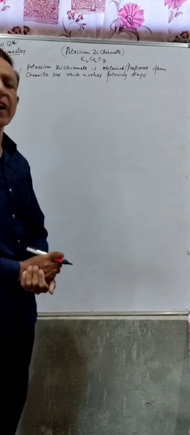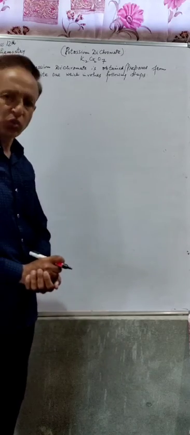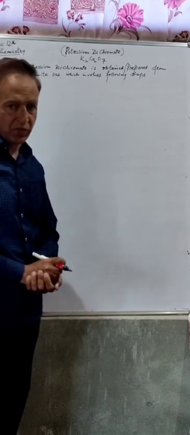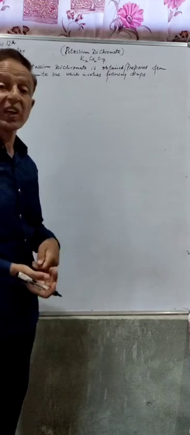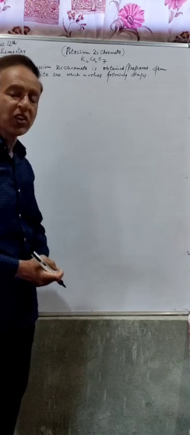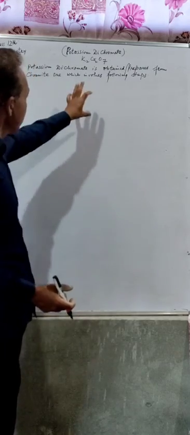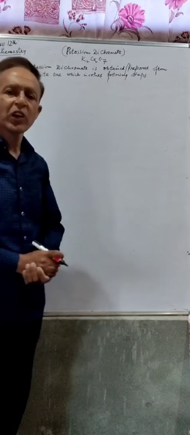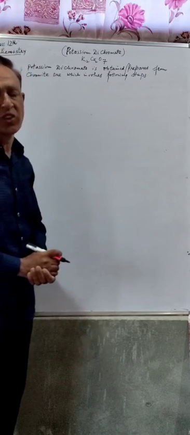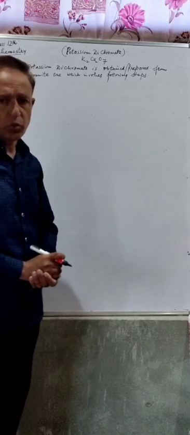Number first is that this chromite ore is fused with sodium hydroxide or sodium carbonate, and we get sodium chromate. Then this sodium chromate is converted into sodium dichromate. In the next step, the sodium dichromate is converted into potassium dichromate. In today's topic we will study only the preparation and a few properties, and in the next lecture we will study the rest of the properties of potassium dichromate.